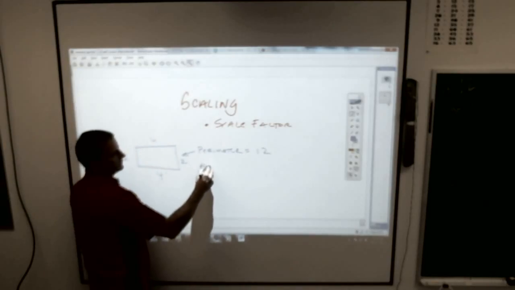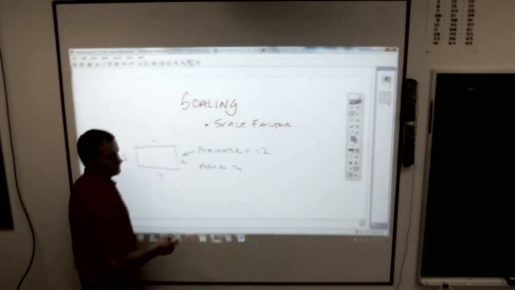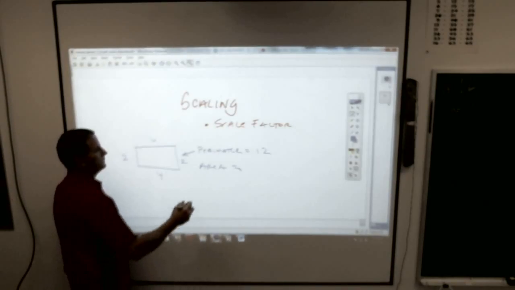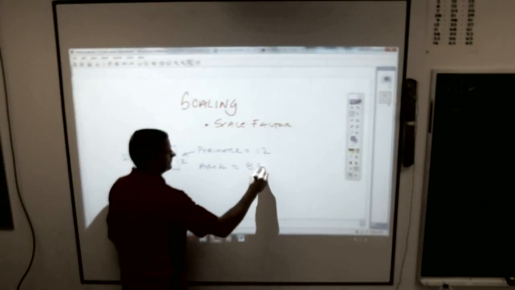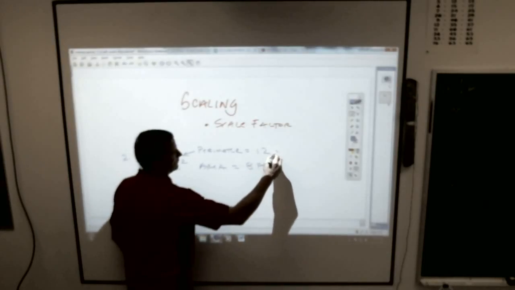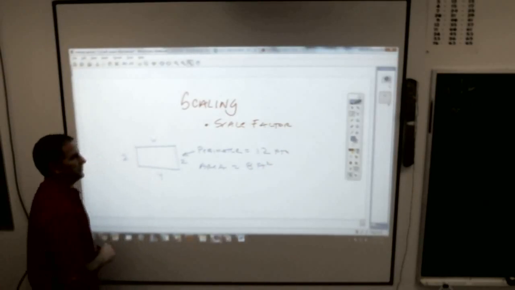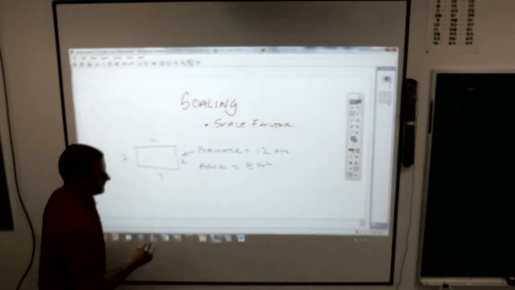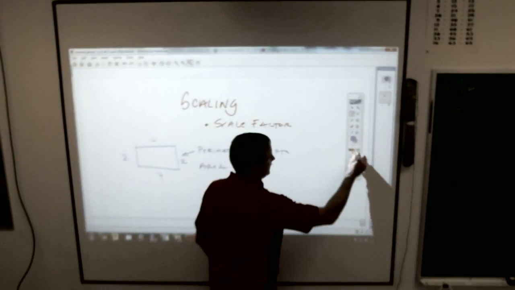Area of that is, huh? 8 feet squared, right? This is just 12 feet. What happens when you double it? And that goes to our scale factor. Our scale factor is times 2.